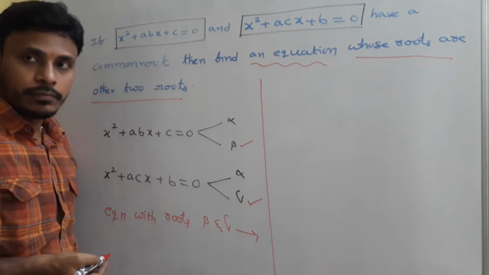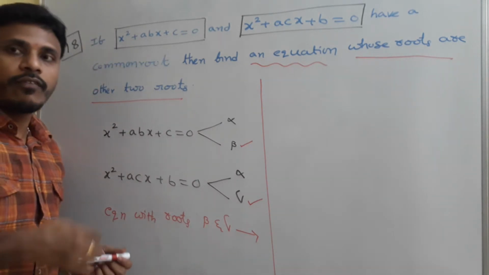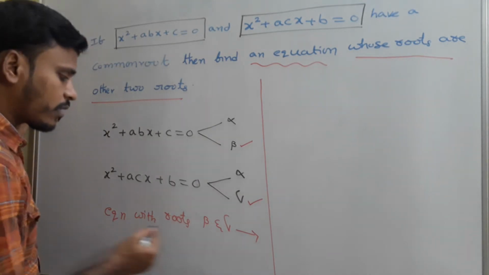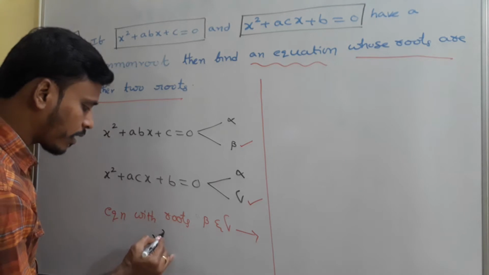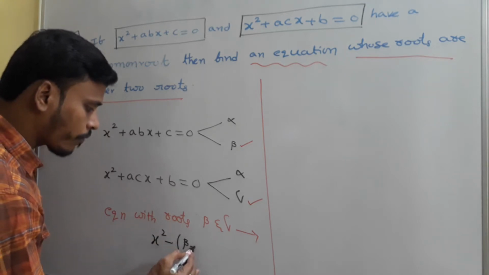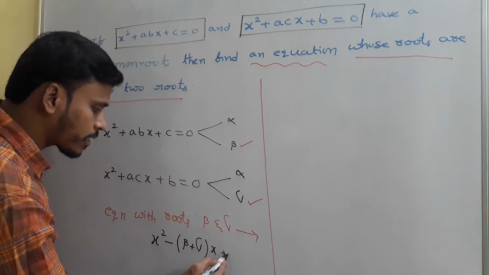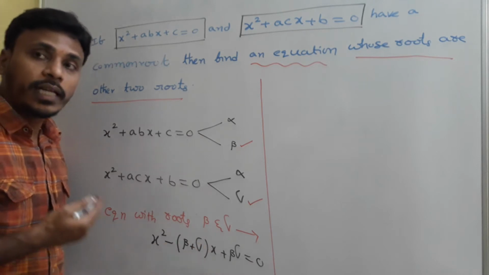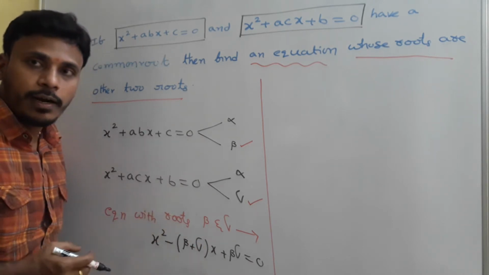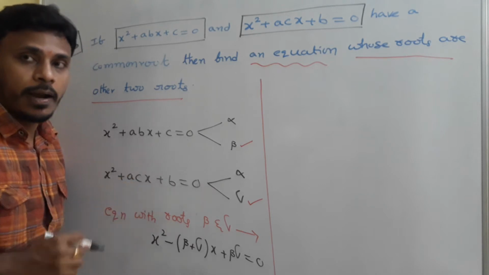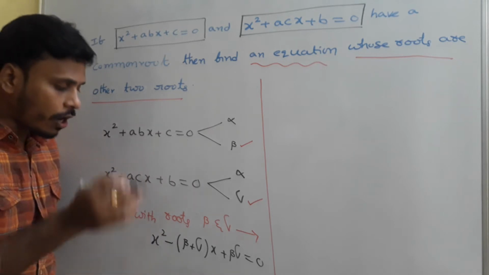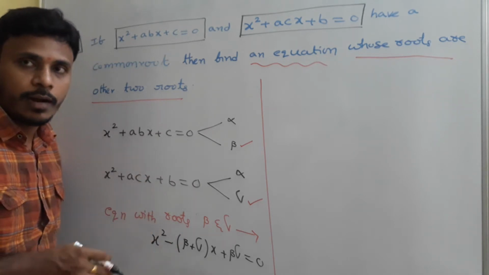To find an equation, we already know the rule for the equation with given roots: x² - sx + p = 0. In the sense, the equation with roots beta and gamma is x² - (beta + gamma)x + beta gamma = 0. So to find this, I need beta plus gamma as well as beta into gamma. So I need to identify what beta and gamma are, or directly find beta plus gamma and beta gamma.